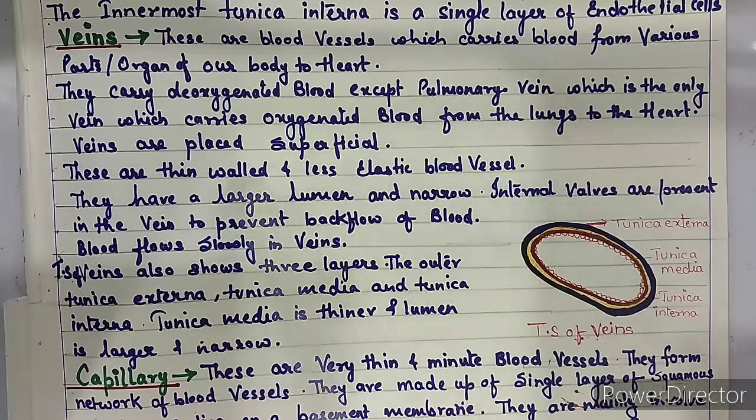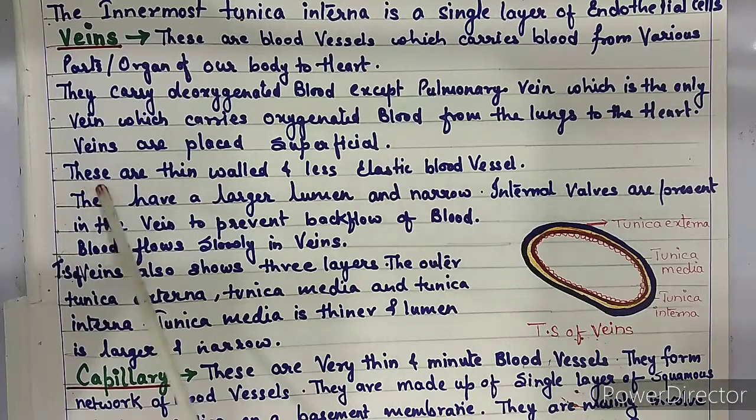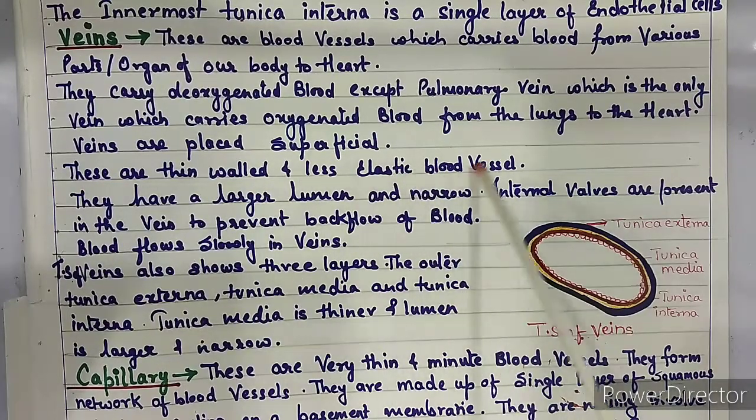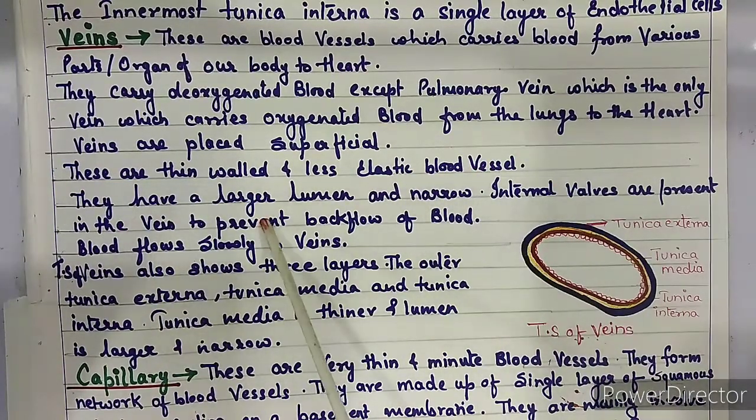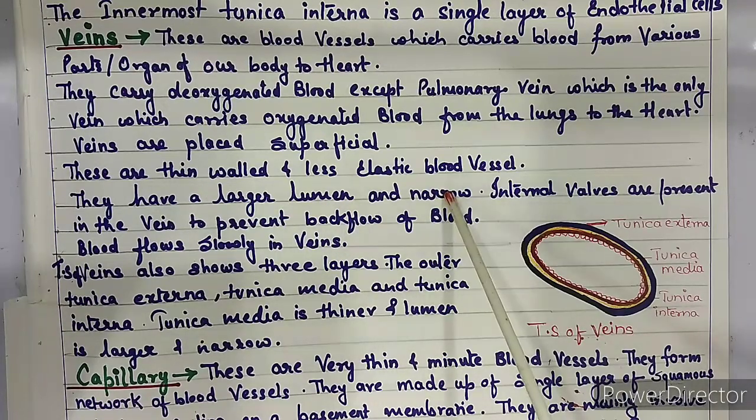Right? Now, veins are placed superficially. See, if a person is very thin, very lean, you can see just beneath the skin greenish blue blood vessels. Children, they are nothing but the veins. So, veins are placed superficially. These are thin-walled and less elastic blood vessels. They have a larger lumen and they are narrow.